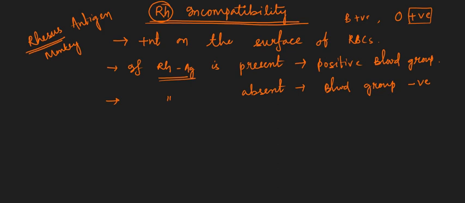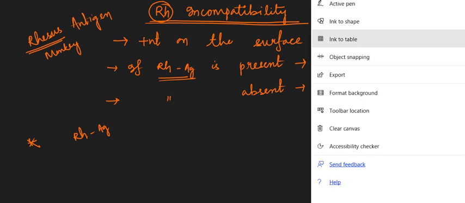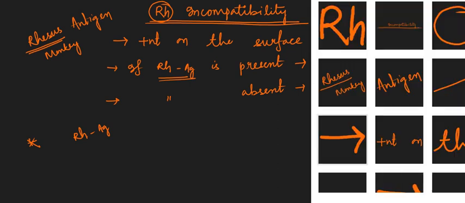Apart from this Rh, there is an extra question I am asking. You will answer that in the comment section. What are the other antigens that are present in a blood group? Fine. I have already told about the Rh antigen. What are the other antigens that are found? Okay, fine. I'm erasing it.